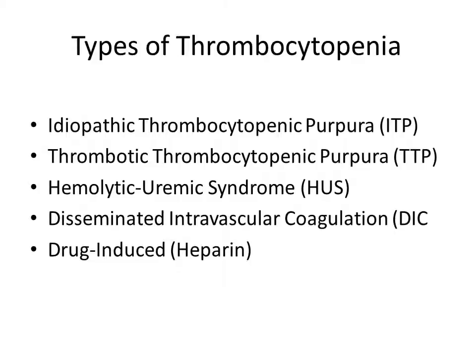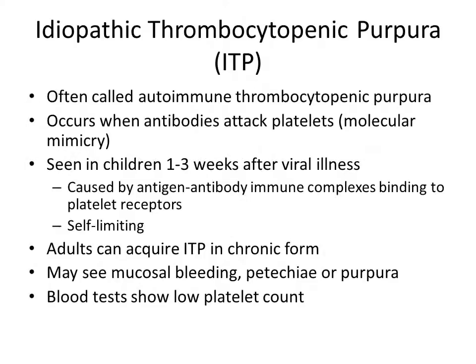Now we're going to talk about the different types of thrombocytopenia. Remember that thrombocytopenia means you are low in platelets. So we have idiopathic thrombocytopenic purpura, thrombotic thrombocytopenic purpura, hemolytic uremic syndrome, disseminated intravascular coagulation, and drug-induced. And drug-induced means that mainly it's caused by heparin. It causes you to bleed out, and I'll explain more of that here in the next slide.